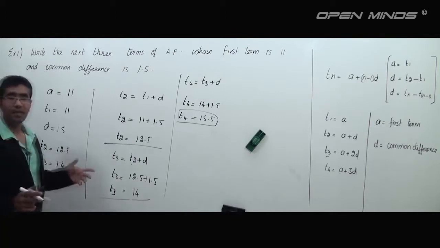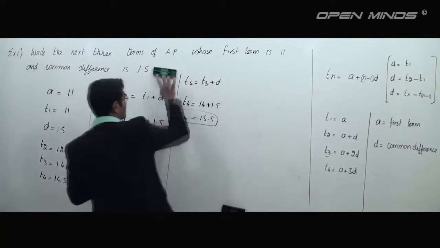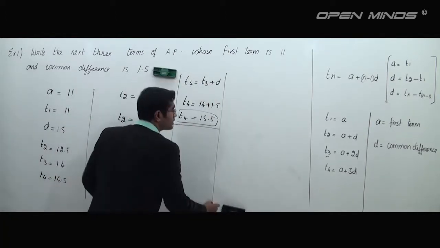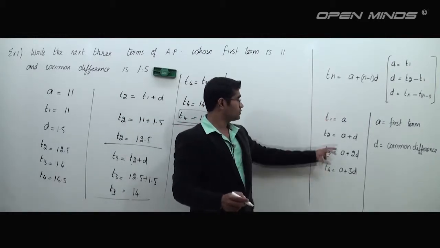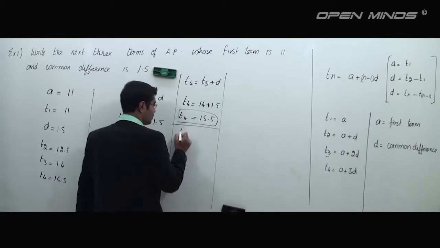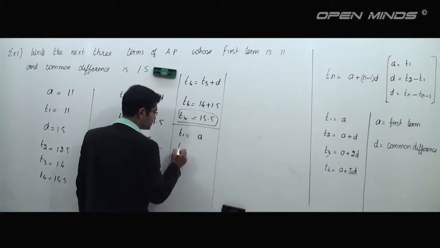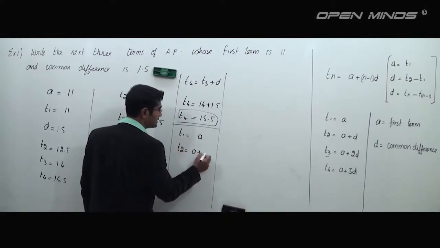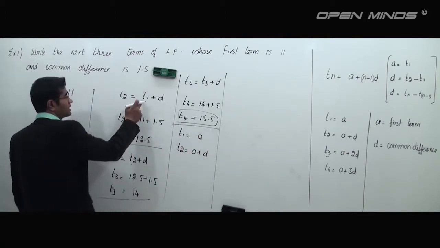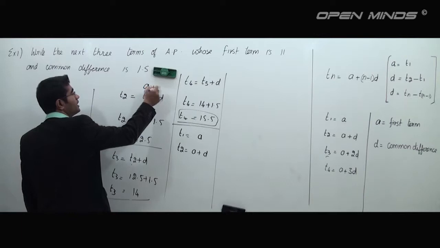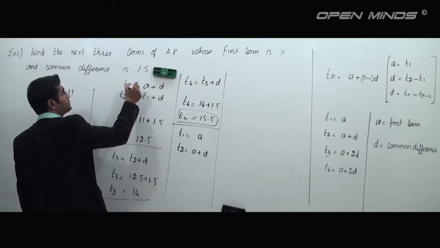Can we do the same thing in any other way? Yes, we can. Look at that. We have another set of formulas. If you know t1, you can find t2, t3, and t4 using these, right? So t1 is nothing but a, t2 is a plus d. A is nothing but t1, so t1 plus d is what I'm looking for. Look at that, t1 plus d or a plus d, it's all the same. That's how you find t2, isn't it?